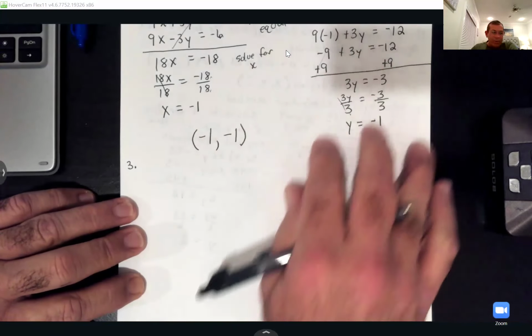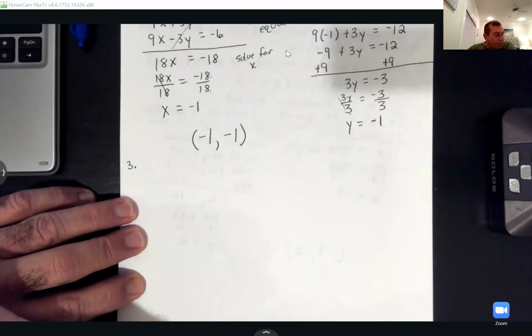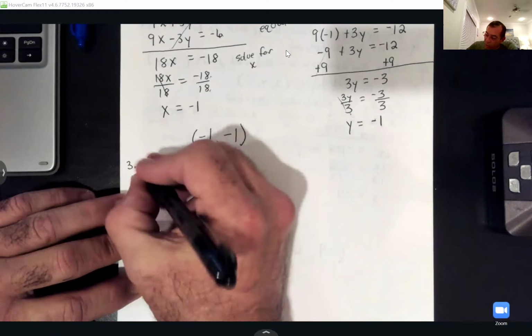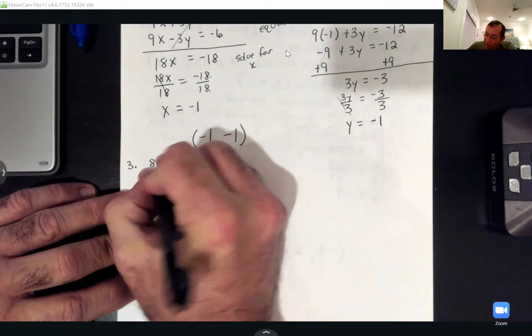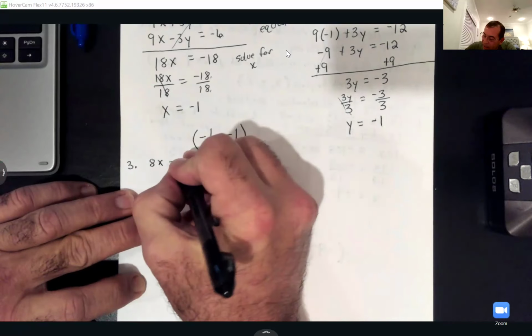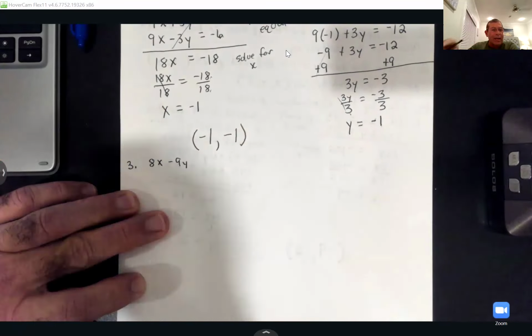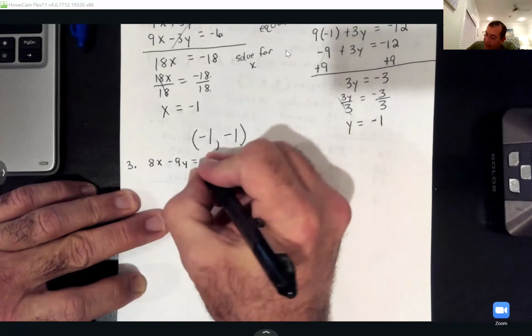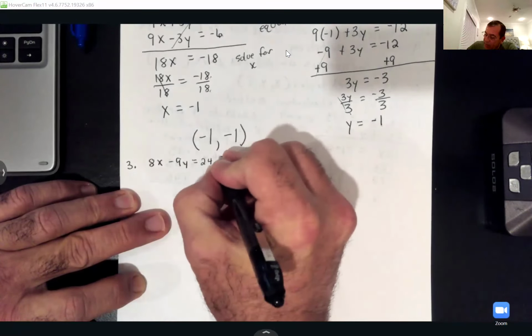So they're not too bad with two variables. Let me show you what you're going to do on number 3. Then I'll work this one out by hand to show you how to do the calculator on this one, and that's because it's got decimals.